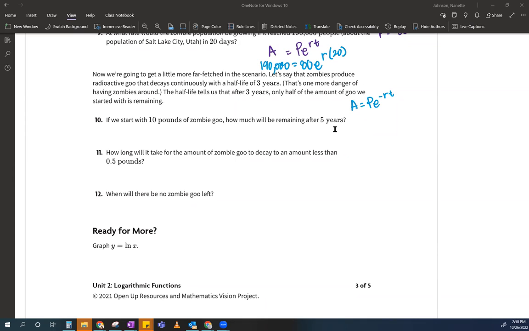Yeah, 10 equals P. Very good. So I'm going to put 10 pounds of goo right here. So that's my 10. And then also ask yourself, what am I actually looking for too? Does that make sense? Because that's going to help you figure out what number I should not plug in, because I know what I'm looking for. So very good, 10 equals P.